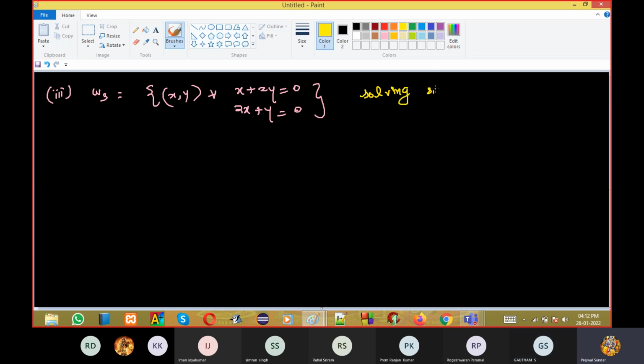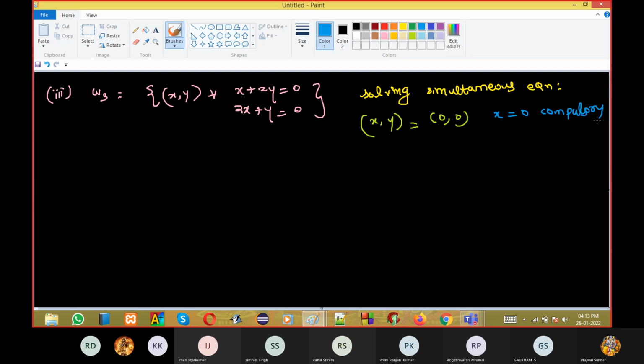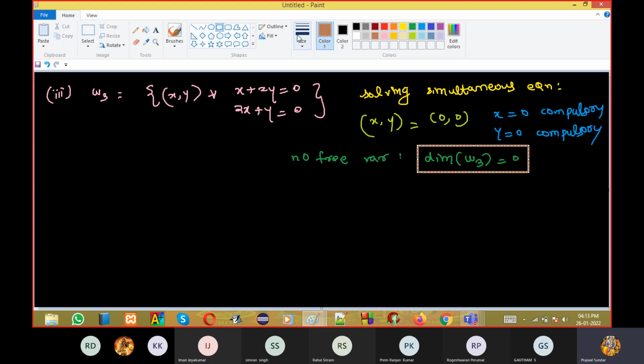Now you are solving simultaneous equations. When you solve both simultaneous equations, you will get x comma y as 0 comma 0. Now look at this carefully. X has no choice. X is not free, X is 0. This is compulsory. Y is 0, this is also compulsory. Is anyone free here? No one is free, so there is no free variable. So you can say the dimension is 0. Are you understanding this?